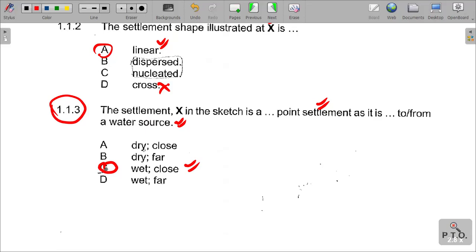It cannot be dry. Dry can never be correct here, because the settlement that is growing here is because of the availability of water, or also of the fertile soils from the floodplain, which results in a linear settlement pattern that we have identified there, resulting in a wet point settlement close to a water source.